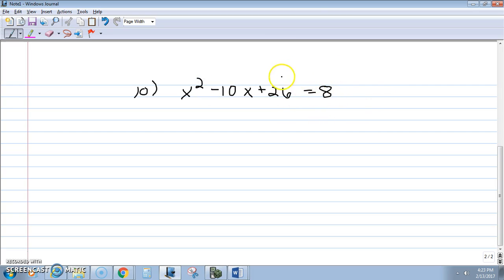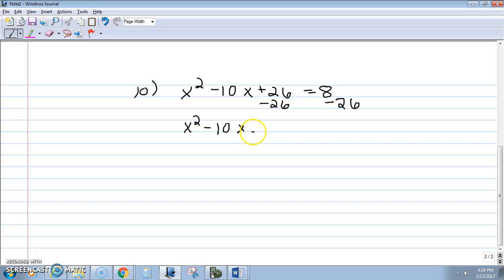Okay, so step one, get everything on the other side except for these two that have the x. So that just means subtracting our c or any constant numbers. Constant numbers are numbers that don't have variables, are always going to be the same number. That 26 will always be 26. Now, what do we have? X squared minus 10x.